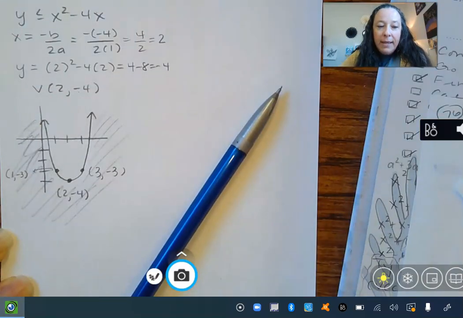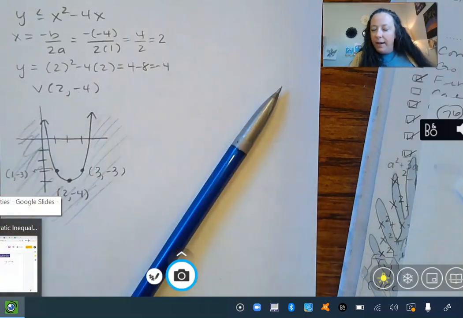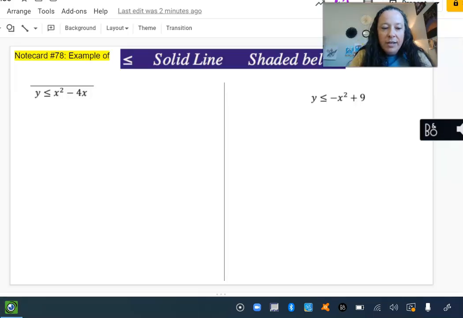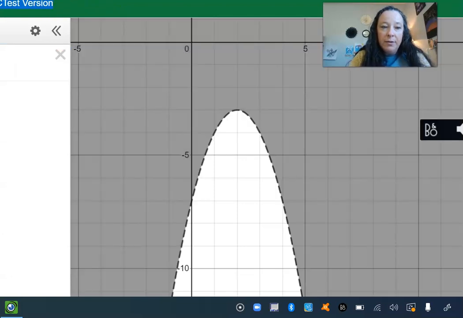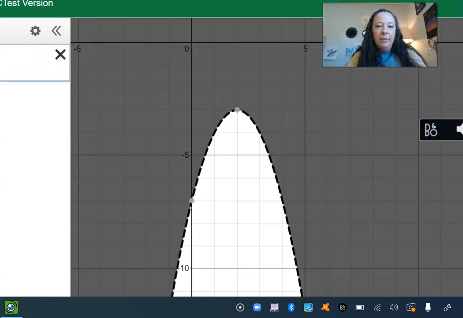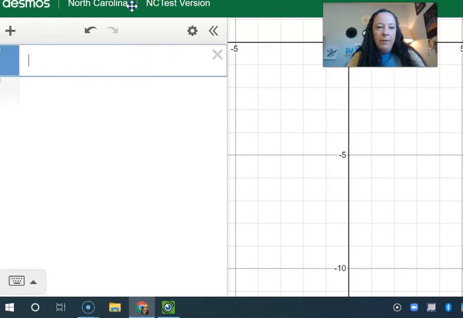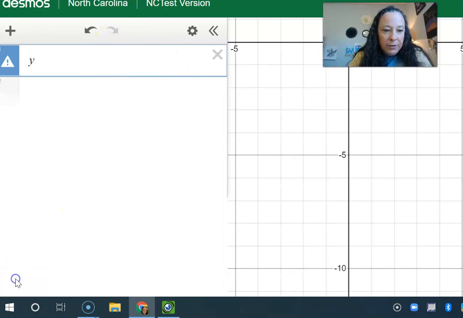Now, I do recommend when it's close and iffy, because if I'm not careful, I might have drawn that a little wider and I wouldn't have known. So putting this in Desmos to check yourself is always a good thing, or your calculator. Of course, Desmos is easier. Now, you can't see it, but let me move my screen over. I'm getting ready to type this in.